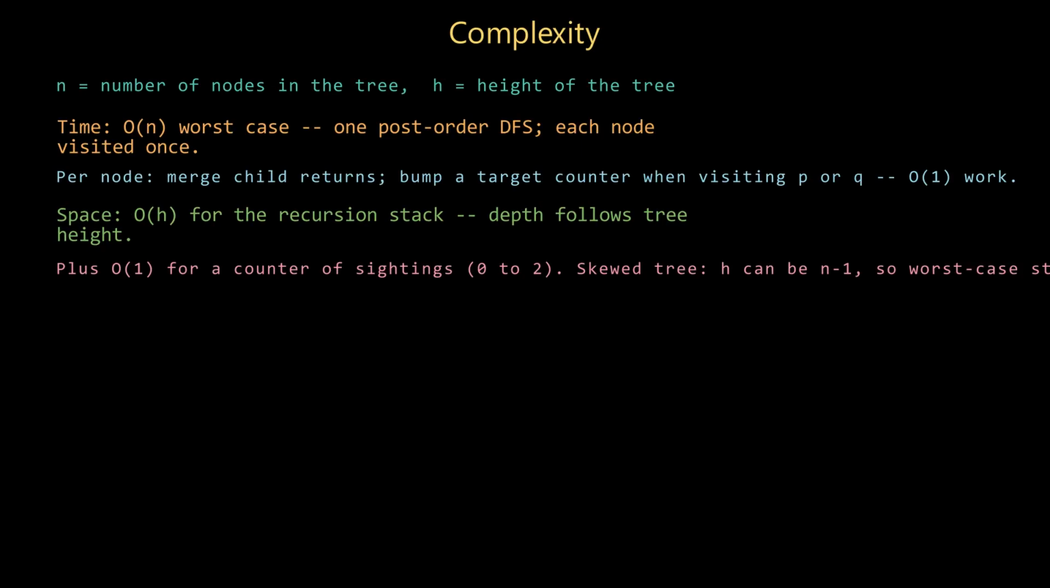Let n be the number of nodes and h the height of the binary tree. Time is O of n in the worst case. A single depth-first search visits each node once, with constant time to combine left and right results and to bump a counter when we land on P or Q. Space is O of h for the recursion call stack. Besides that, we only need O of 1 extra integer space for a sightings counter that goes up to 2. If the tree is skewed, h can be about n, so worst-case stack space is O of n.